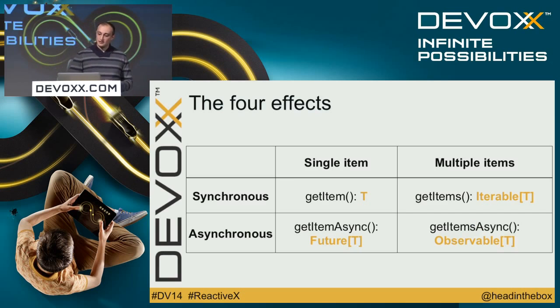Well, an observable, like I mentioned before. So you have a function, getItems async, and this doesn't block and returns immediately an observable of type t. And we can view an observable of type t really as a stream of events that happens asynchronously, and nothing really blocks, only when items get emitted.